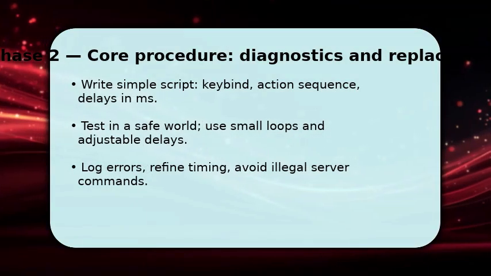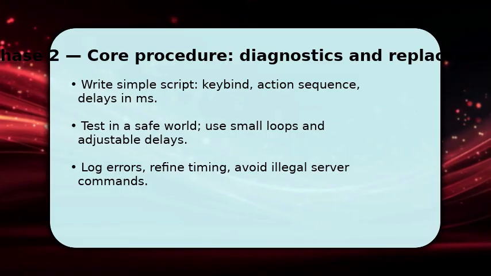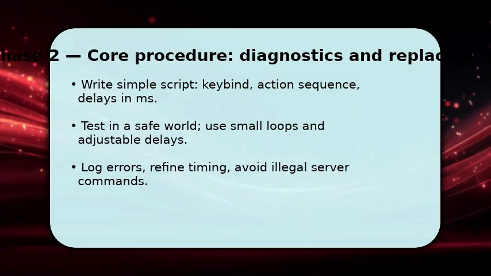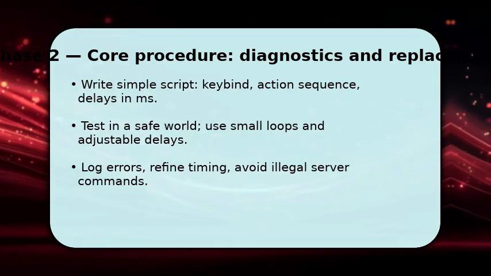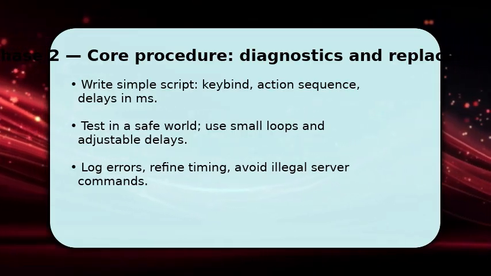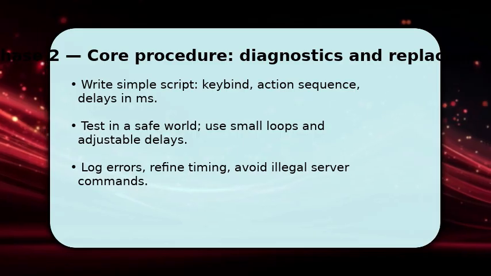Now you write the macro, bind a key, list actions, and add delays in milliseconds to mimic human timing. This reduces detection and prevents missed inputs. Once done, test it in a local or peaceful world so you can iterate without penalties.